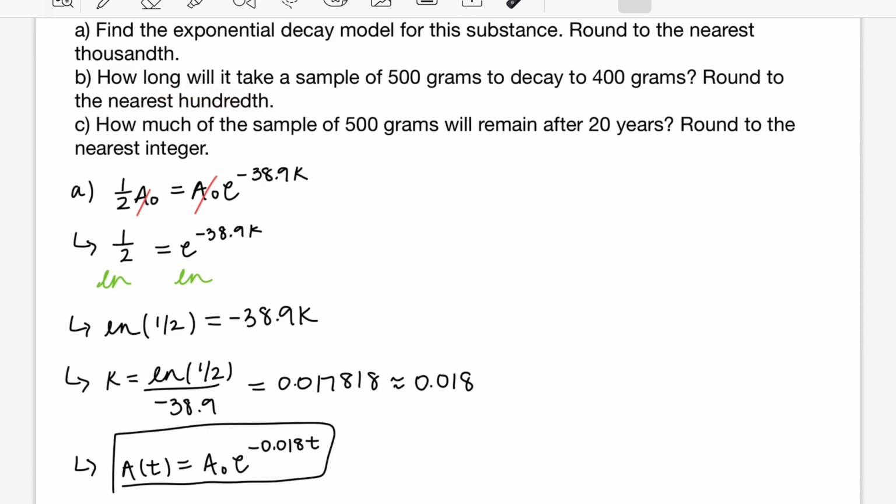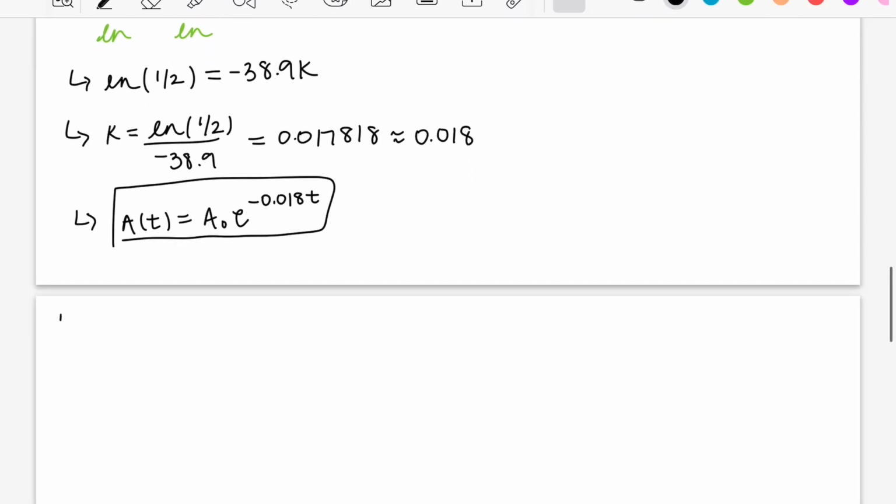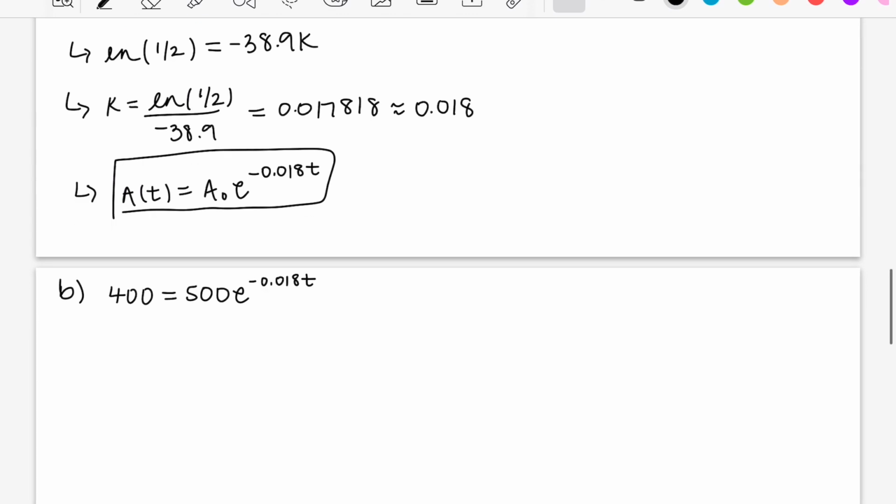We want to figure out how long it'll take a sample of 500 grams to decay to 400 grams. So we want to find at what time t will our A of t be 400 grams if we started with a sample of 500 grams. So we'll plug this information into our model that we found in part A here. So we know A of t is going to be 400. Our A naught is going to be 500. And we want to find t.